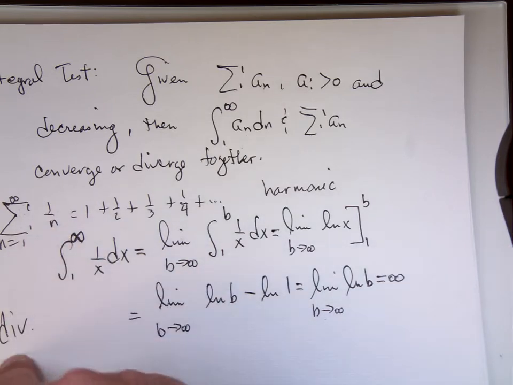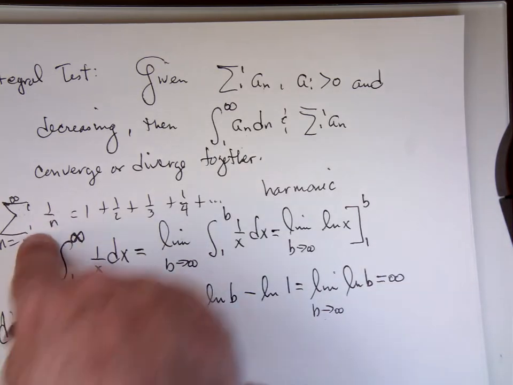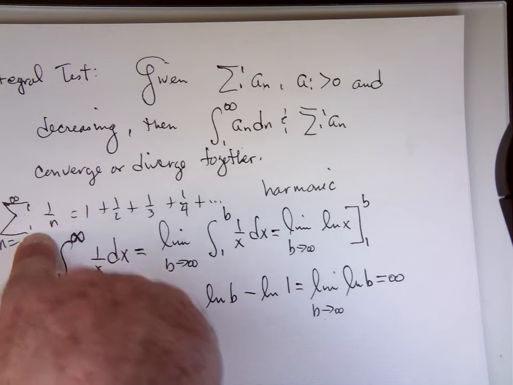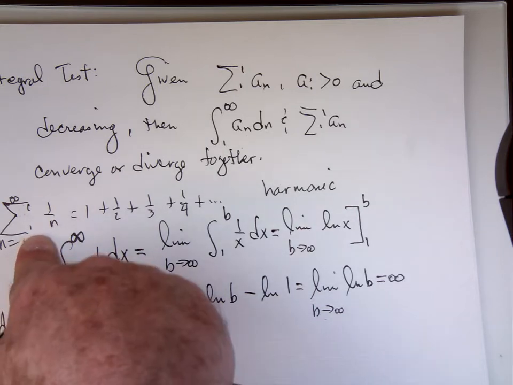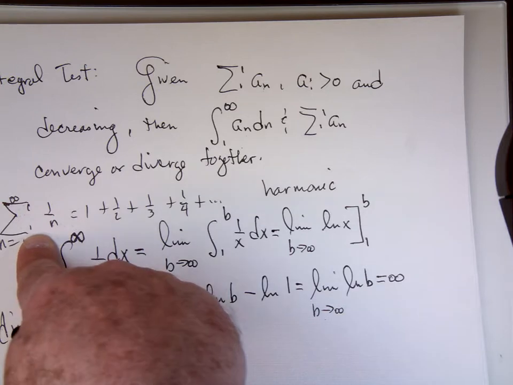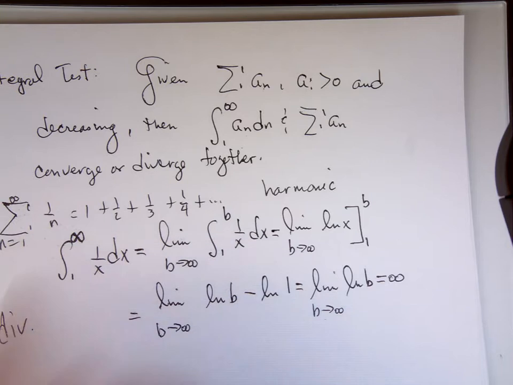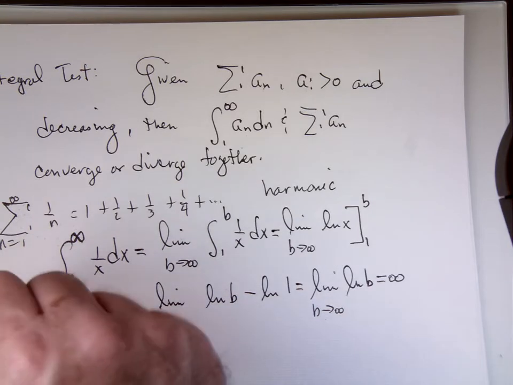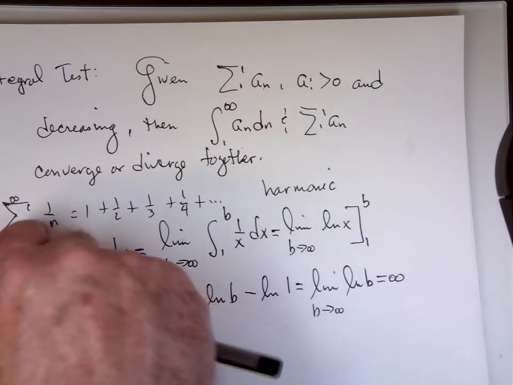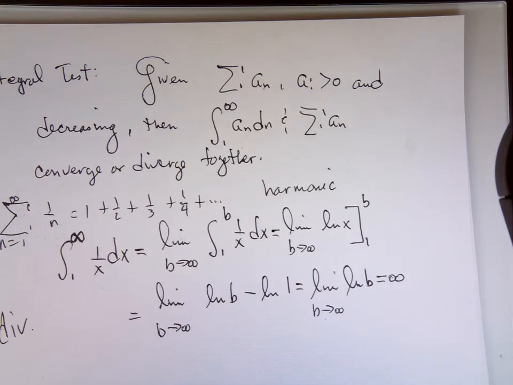That means this sum gets greater than every positive real number. It gets greater than 1,000,000 or 1,000,000,000 or 1,000,000,000,000. And it takes a long time to get there. So that's what we're doing right now. And I'm going to use the integral test on another series right now.